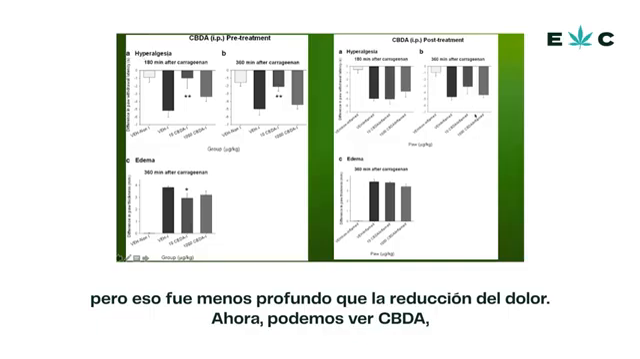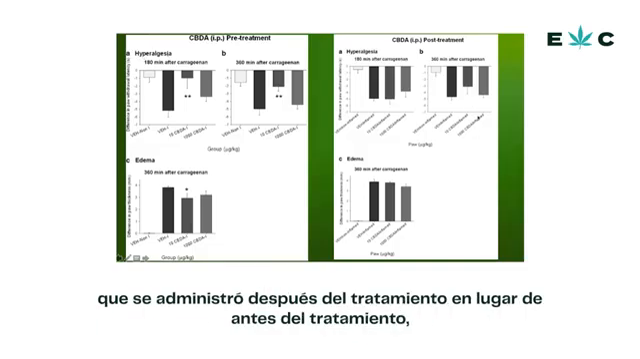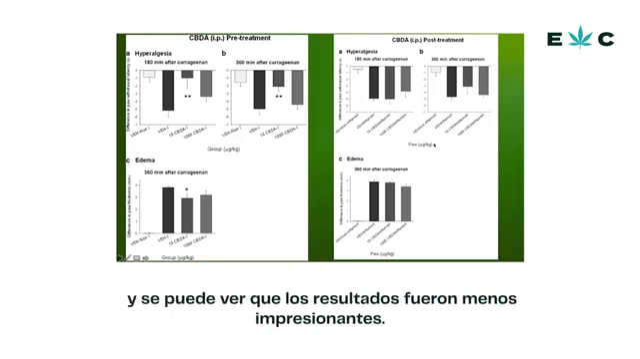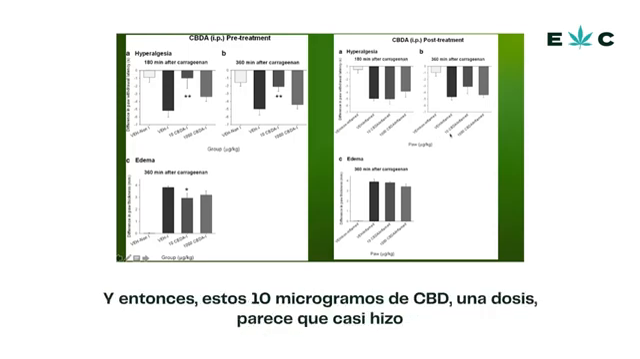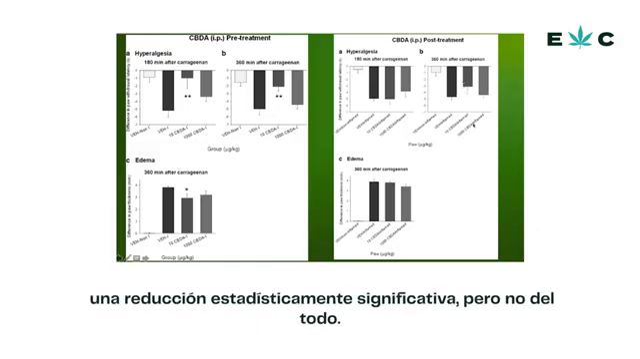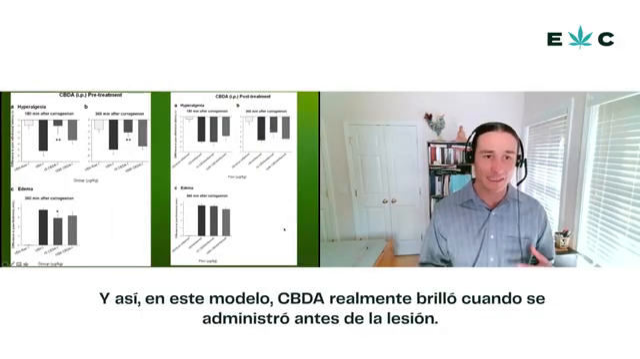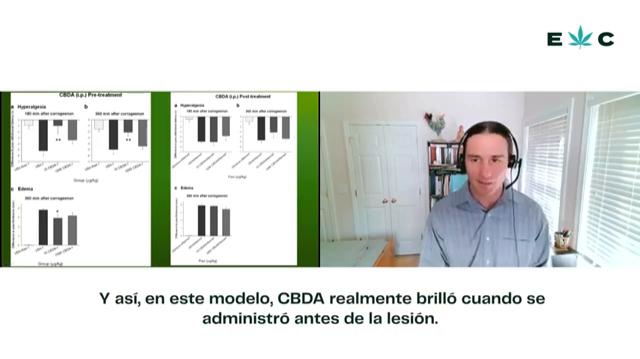Now, over here, we can see CBDA that was administered after the treatment instead of before the treatment. And you can see that the results were less impressive. And so, this 10 micrograms of CBDA dose seemed like it almost made a statistically significant reduction, but not quite. And so in this model, CBDA really shined when it was given before the injury.